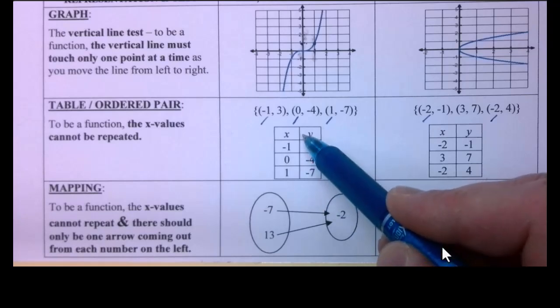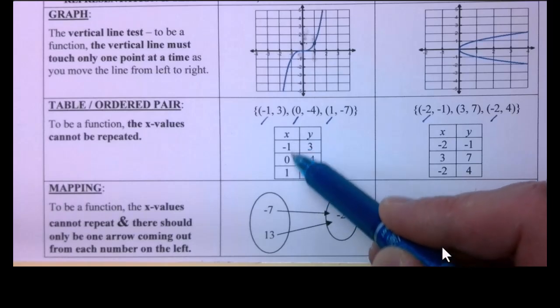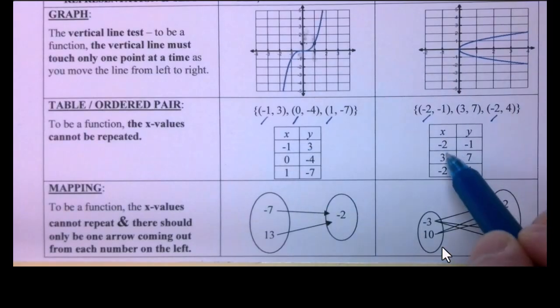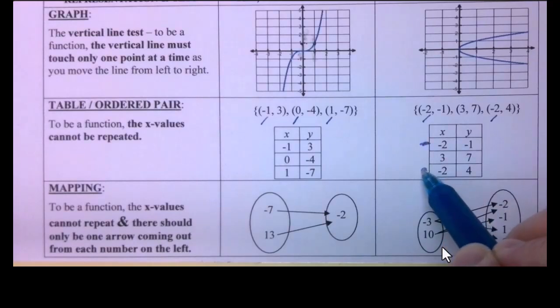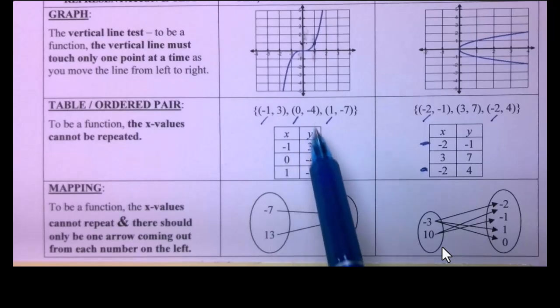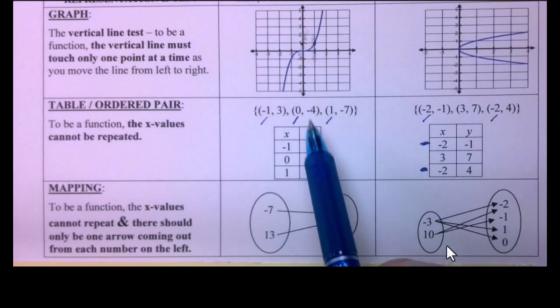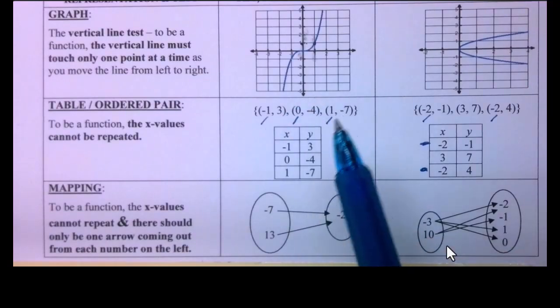On the table, same thing. You look, checking if the x values don't repeat, and it doesn't repeat here, so I know it is a function. Here we have a problem because -2 repeats, so this is not a function. So if you have a table or a set of ordered pairs, you do not want the x to repeat in order to be a function.